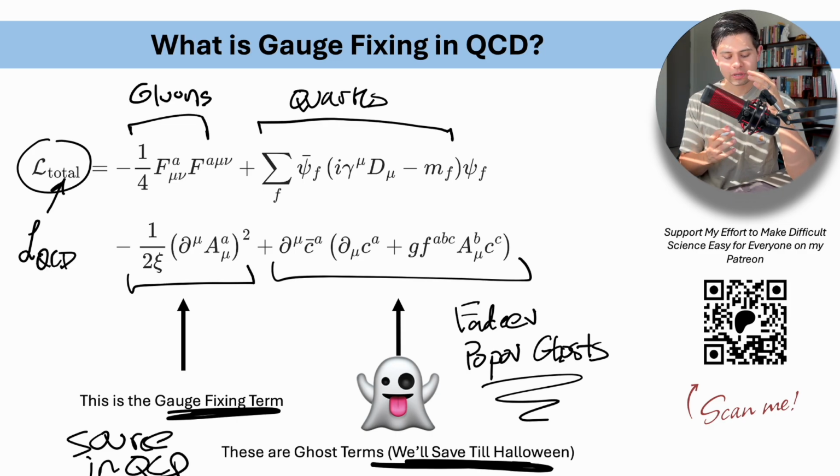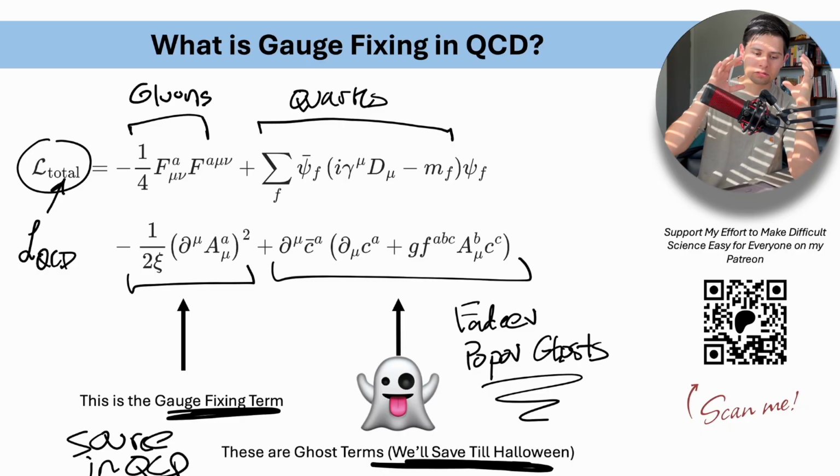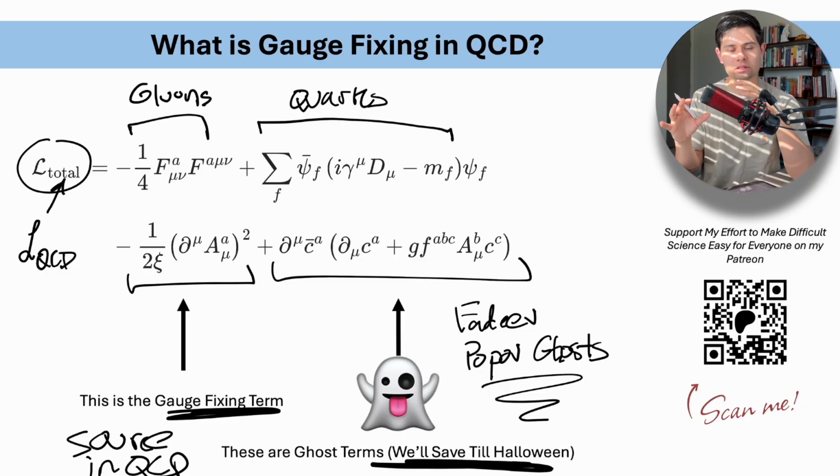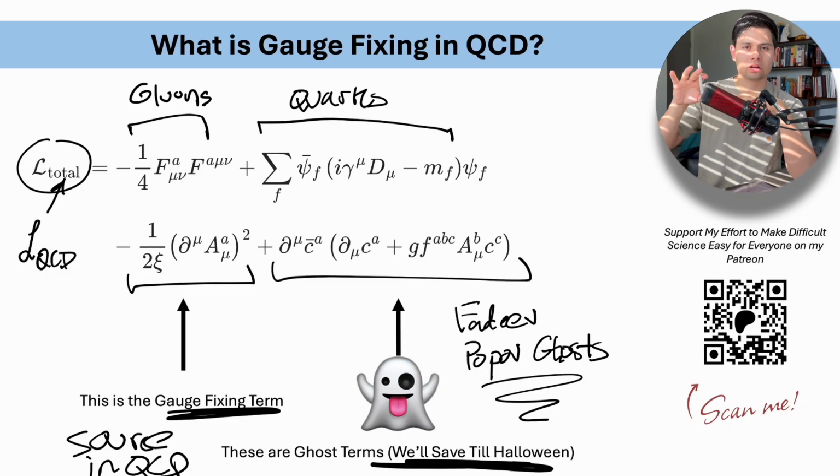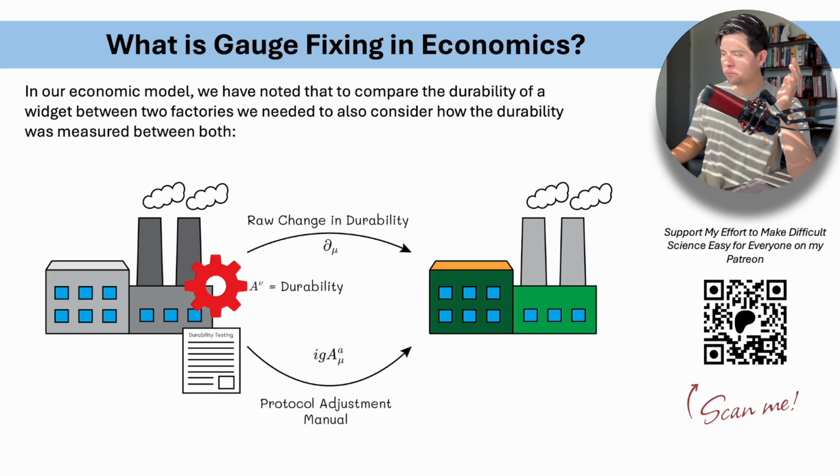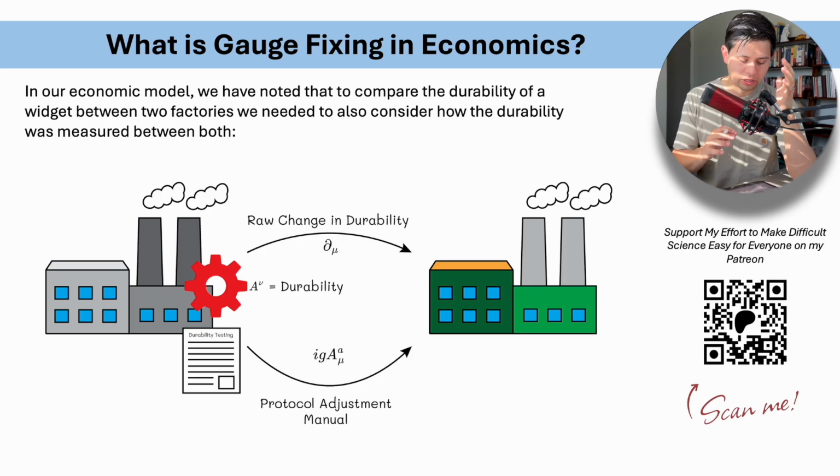And so what we're going to do here is draw in and out. We're going to state what the economic analogy is to gauge fixing, and then we'll talk about the physics and the math. So in our economic model, we noticed that to compare the durability of a widget between two factories, we needed to also consider how the durability was measured, right?